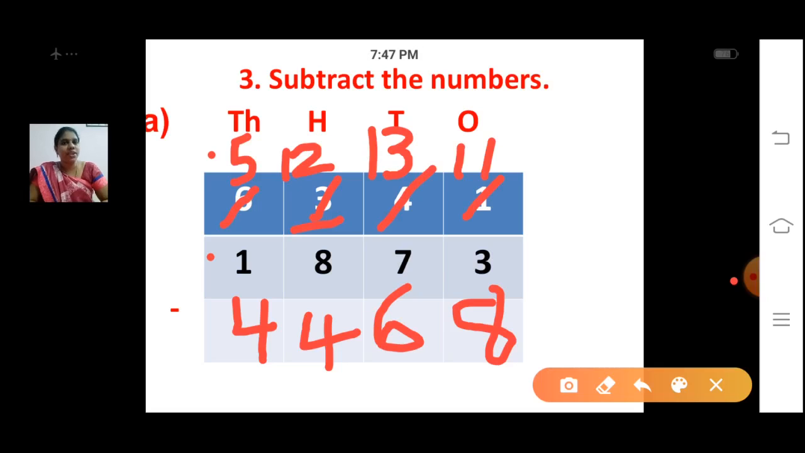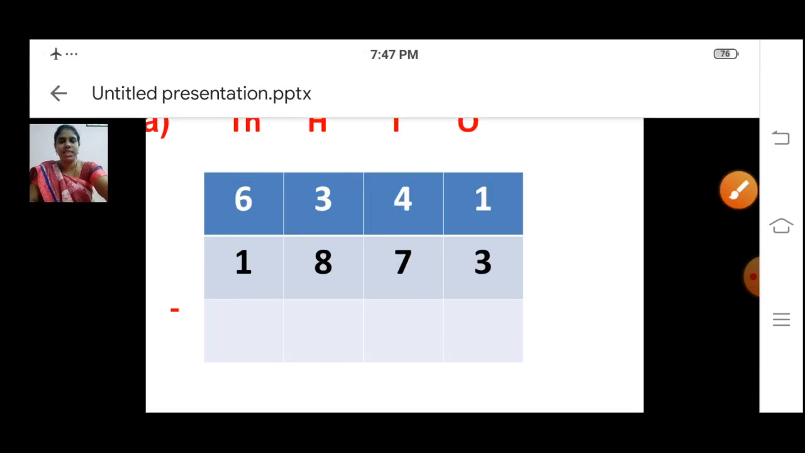Now let's subtract the hundreds place. 2 minus 8 not possible. So borrow from the thousands place. So my thousands place will become 5 now. My hundreds place will become 12. 12 minus 8 is 4. Now subtract 5 minus 1. 5,000 minus 1,000 is 4,000. So answer is 4,468. Now let's see one more sum.